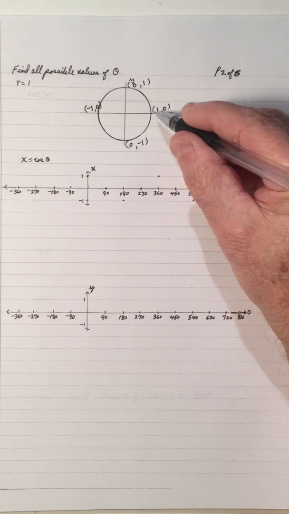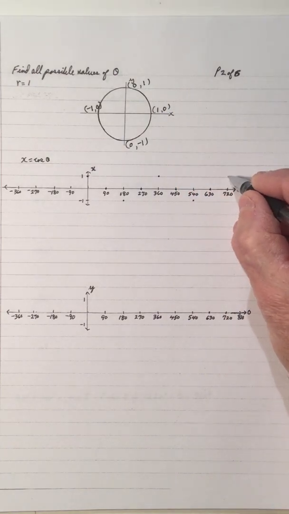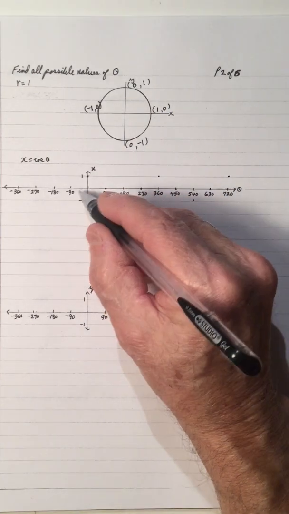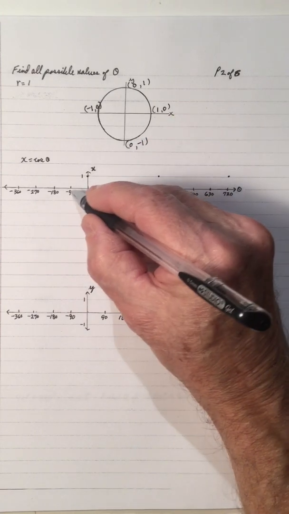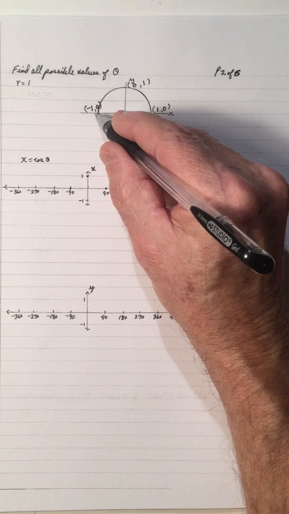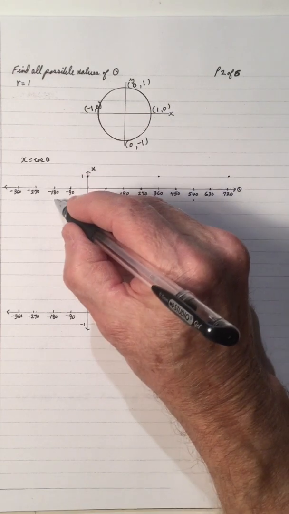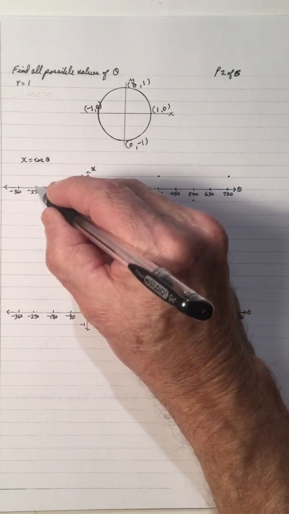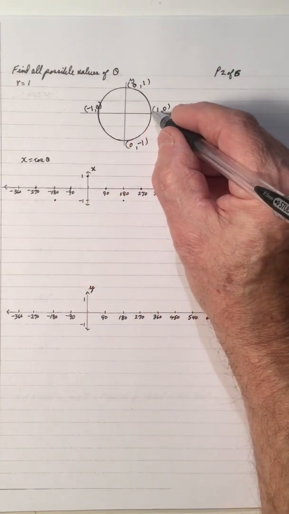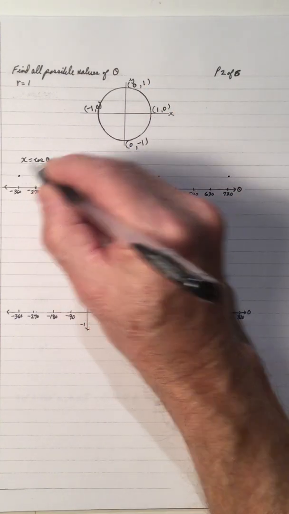At 720, x is 1. And if we go the other way with a negative rotation, at -90, x is 0. At -180, x is -1. At -270, x is 0. And at -360, x is 1.